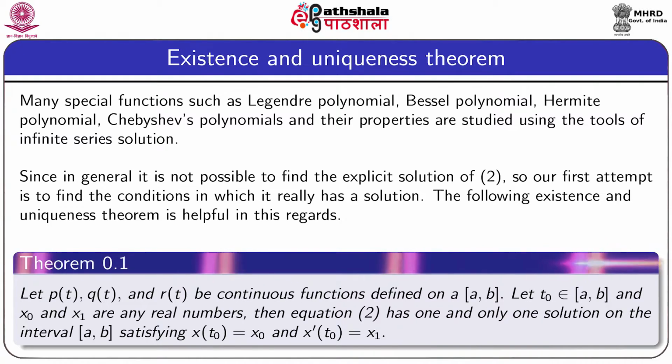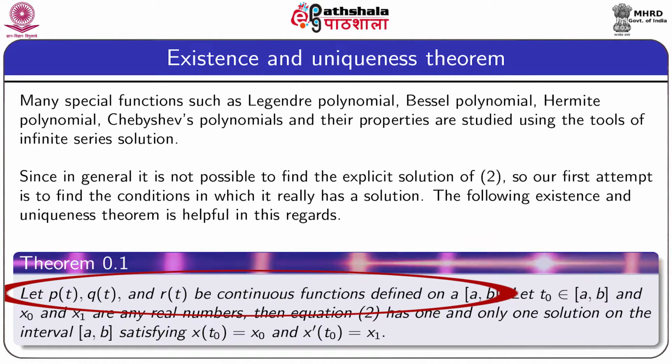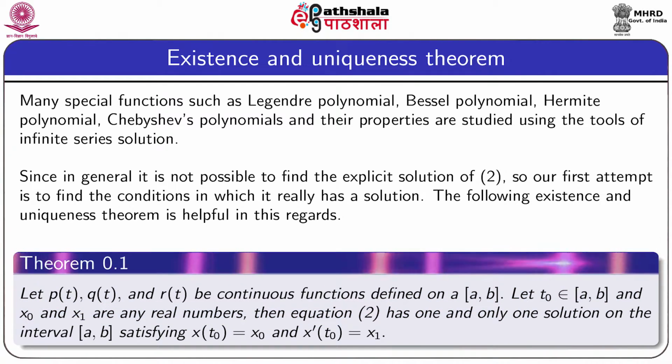So, the theorem says, let p(t), q(t) and r(t) be continuous functions defined on an interval [a, b]. Let t0 belong to [a, b] and x0 and x1 be any real numbers, then equation 2 has one and only one solution on the interval [a, b], satisfying x(t0) equal to x0 and x'(t0) equal to x1.